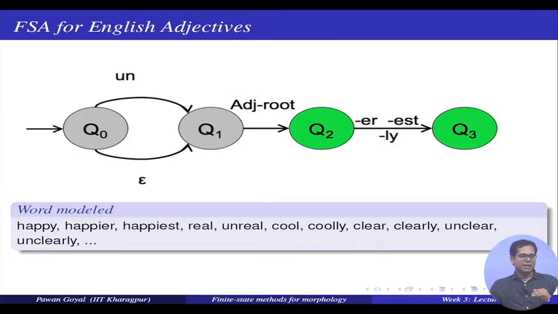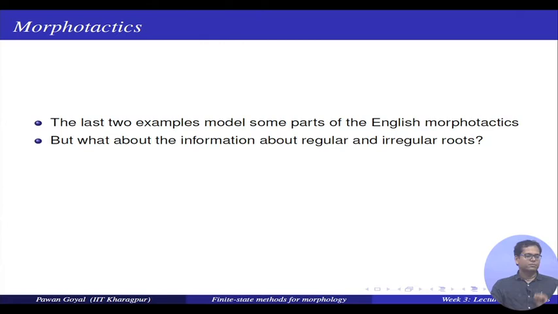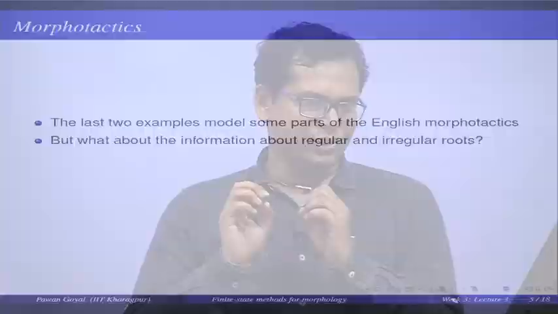If you have to generate unreal, from Q0 you take un, that will give you un, plus the word real, and go to Q2. You get unreal. Similarly, all other words you can generate by using this particular automaton. As we already said, in these examples we are also seeing some English morphotactics, that is, what kind of morphemes come after another kind of morphemes in English.